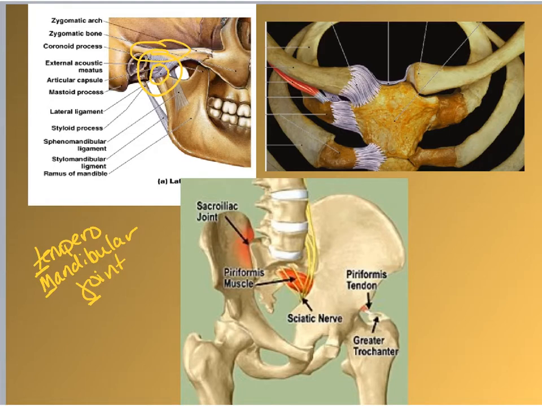And that's the typical format you'll see with joints. They're often named for the two bones that are coming together. So you have that joint, which is a freely movable joint. But right here, in the picture on the right, this is also a joint. This is where the clavicle articulates with the manubrium of the sternum.